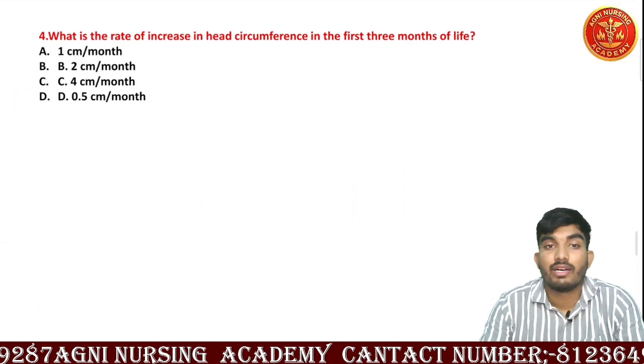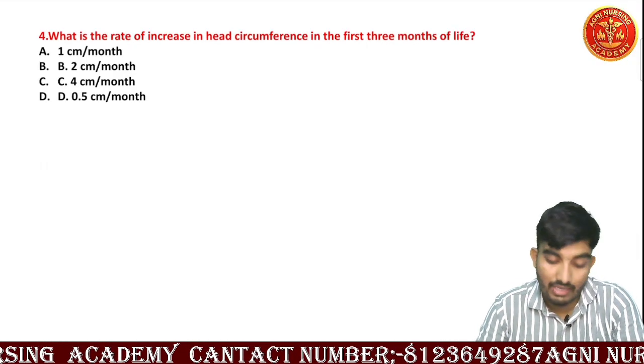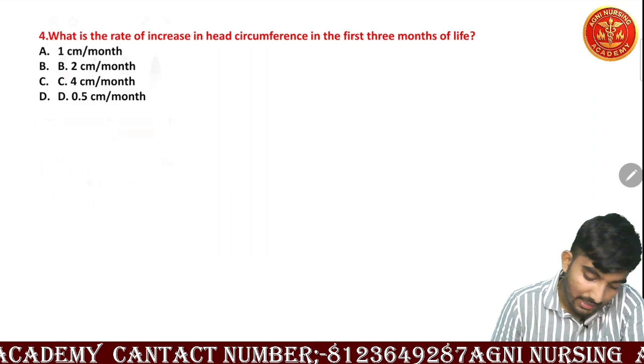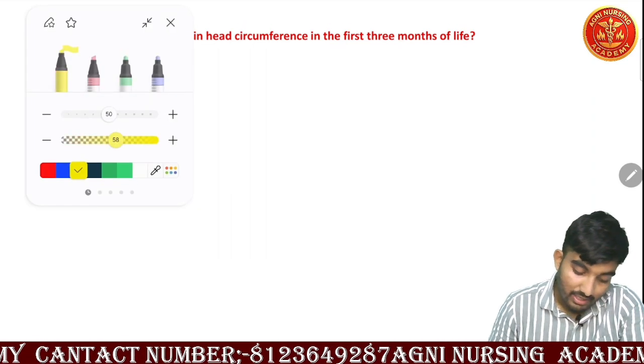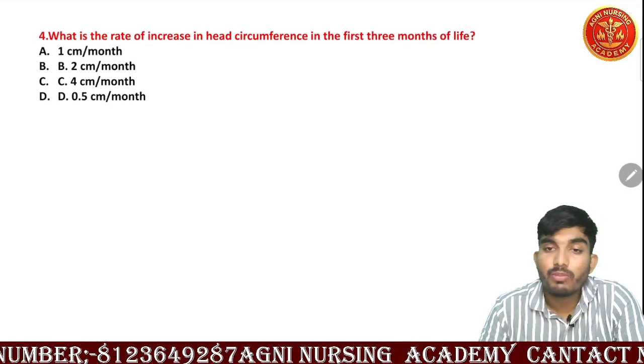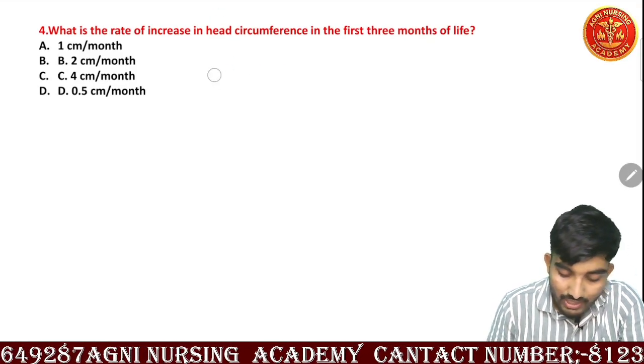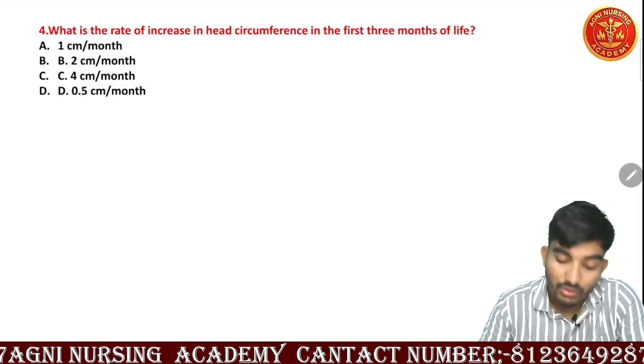What is the rate of increase in head circumference in the first 3 months of life? The question asked how much the head circumference increases in the first 3 months of life. We will see. Normal head circumference is 33 to 35 centimeters.